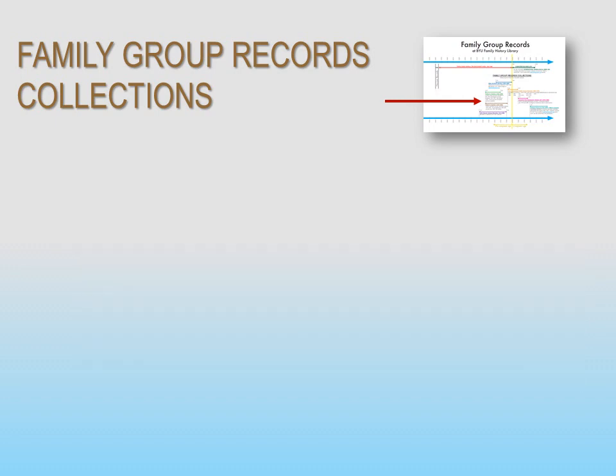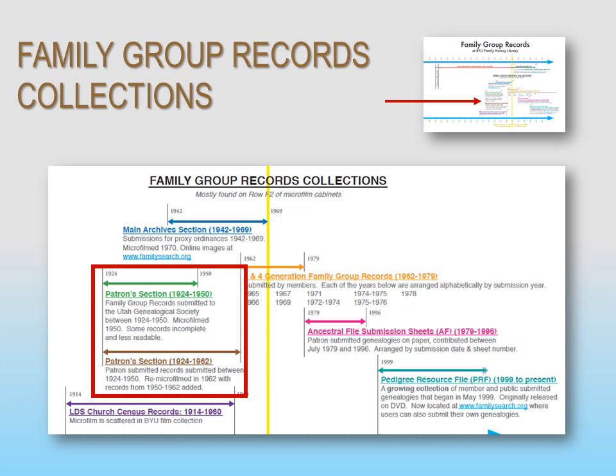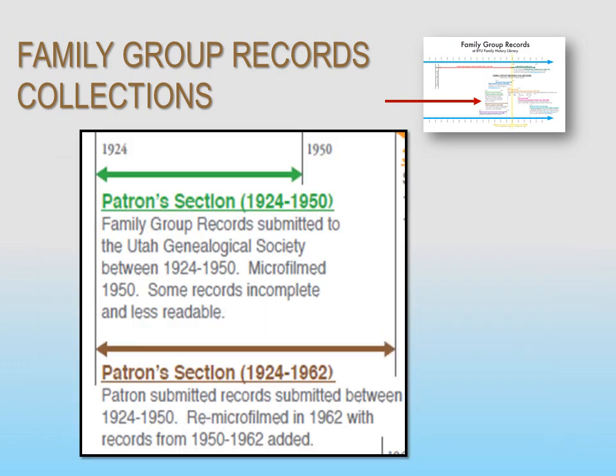The next group of records is the Patrons section. It consists of two collections of family group records submitted to the Utah Genealogical Society for the purposes of sharing genealogical information and identifying others working on the same lines. The first Patrons section has family group records that were submitted between 1924 and 1950. The microfilm is of poor quality with some surnames missing or incomplete.